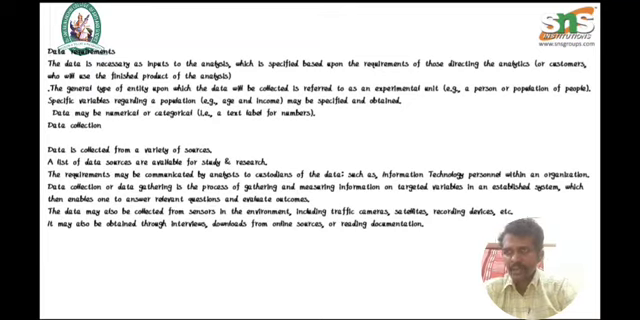Next, we can look at specific variables regarding a population. If we are collecting data about a population of people, we can take their age and their income. So if you want specific details about the persons, we can take their age and their income. This will be the specified and updated data from their side.